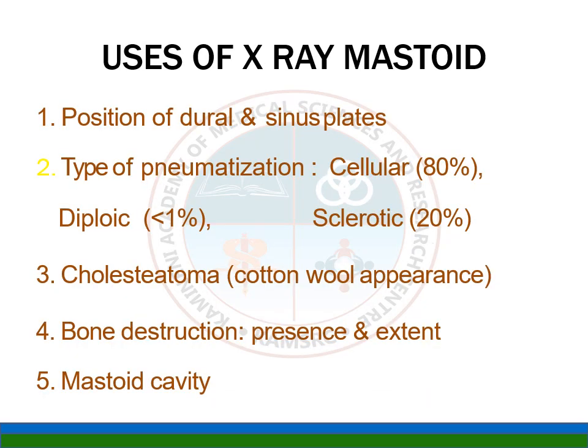So what are the uses of X-ray mastoid? You can see the type of pneumatization, the position of the dural and sinus plate. The pneumatization is of three types: cellular, diploic and sclerotic. Cellular is most common, meaning most cells are filled with air. Diploic means a few cells are filled with air and a few cells are sclerotic. Sclerotic means everything is filled with bone. You can see whether it is a cholesteatoma or not, you can see bone destruction, and you can see how the mastoid cavity is.